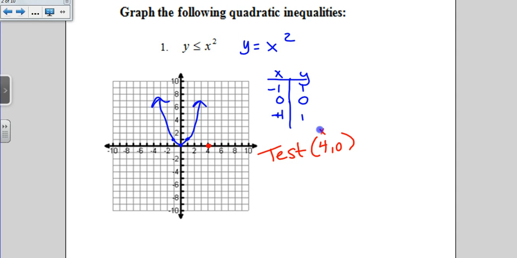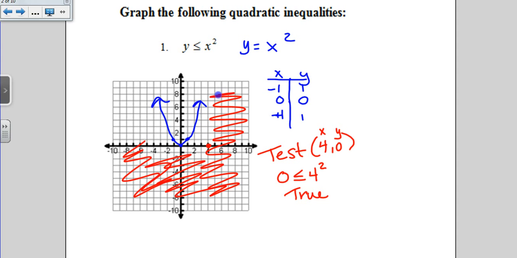So if I plug in a 4 for the x and a 0 for the y into my original equation, I'm going to get 0 is less than or equal to 4 squared. So is 0 less than or equal to 16? Yes, it is. That's a true statement, which means that the point 4, 0 is part of the solution, which means I should be shading outside of my parabola. And that's what your answer looks like for number 1.